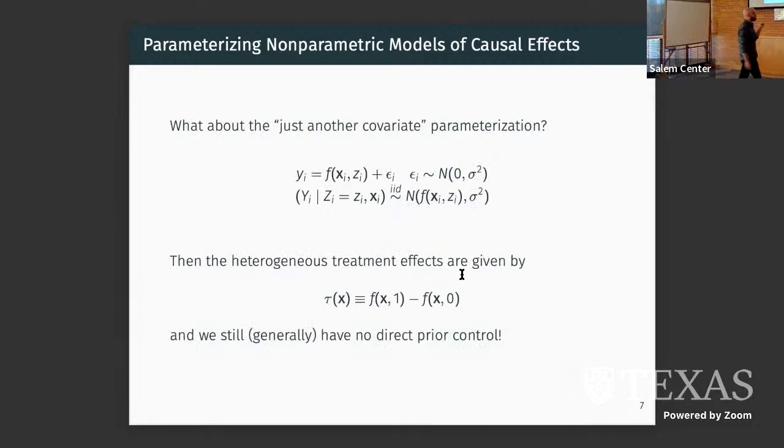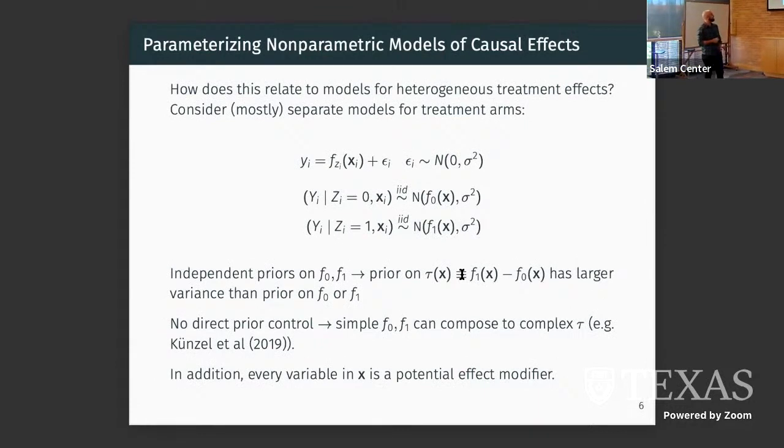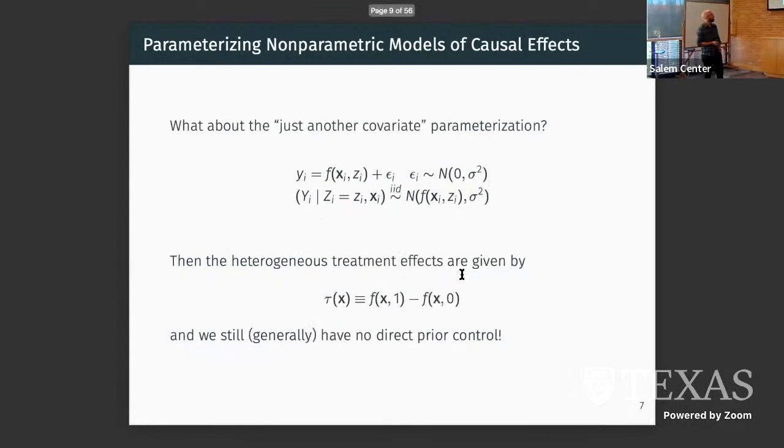Some of the most popular methods for actually trying to estimate heterogeneous treatment effects with Bayesian models, Bayesian non-parametric models, actually look something a little bit more like this, where instead of this totally separate f0 f1 parameterization, we use a parameterization that looks like this. Basically, we just take that vector, z, of the treatment assignments, and we just concatenate it onto the X matrix, right? So you can think about just using the treatment variable as just another covariate. So we call this just another covariate parameterization.